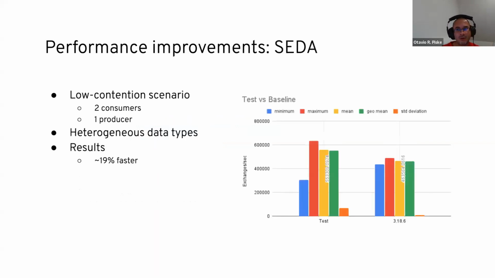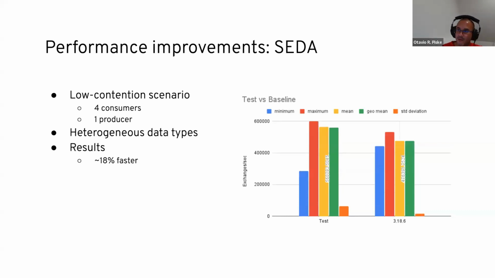So, talking about the performance improvements, a little bit about the numbers. What kind of performance improvements are we talking about? When you look at the SEDA components in a scenario with two consumers, one producer, with heterogeneous data types, you can see a performance improvement of about 19%. Of course, this represents our experience with measuring and not necessarily what others will see, but we believe that this will apply to many other scenarios of users using SEDA.